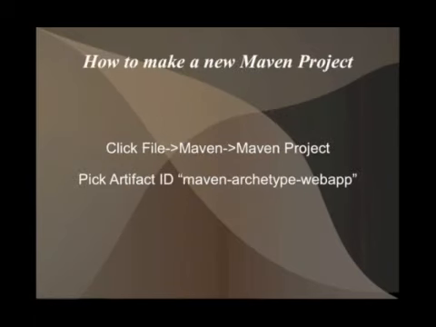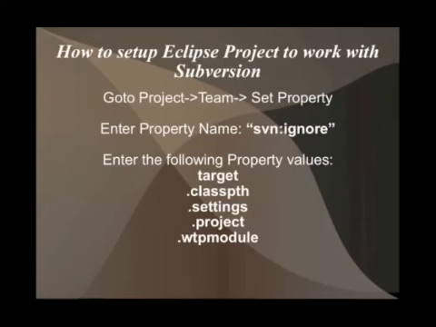To set up a new Maven project in Eclipse or STS, it's easy. You right mouse click on File, Maven, and then Maven Project, and then you pick the type of project you're doing. The next thing you should always do is, if you're working with a team with Subversion, you should go into Project, Team, Set Properties, put the property name SVN Ignore, and add the following values: target, .classpath, .settings, .project, and .wtpmodules. If you notice, the last four of them have a dot in front of them because they're hidden files. You should definitely not be checking these files into Subversion.